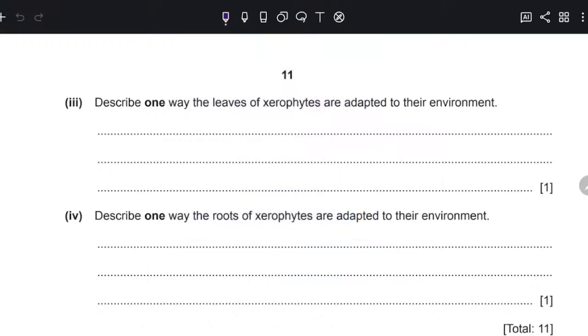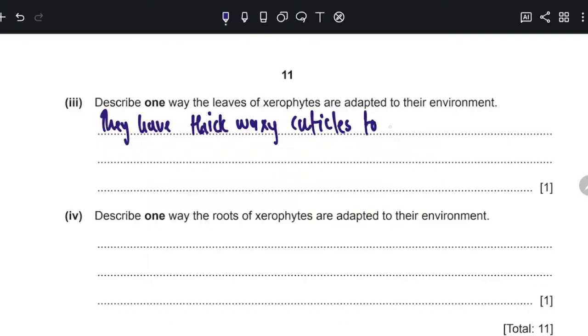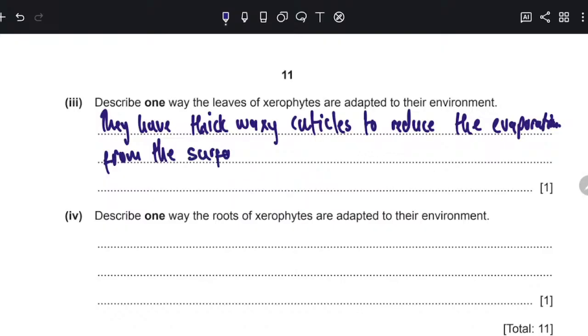Describe one way the leaves of xerophytes are adapted to their environment. There are many. They have thick, waxy cuticles, okay? To reduce the evaporation from the surface of the leaf.